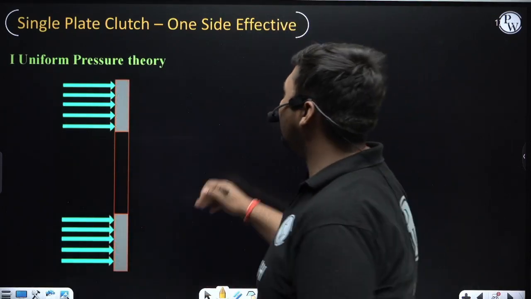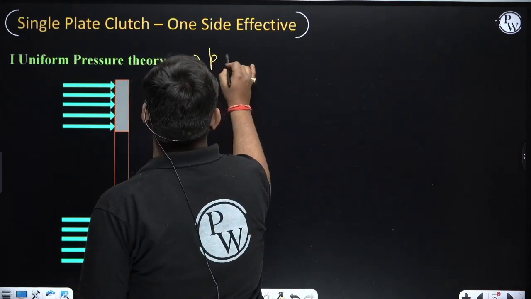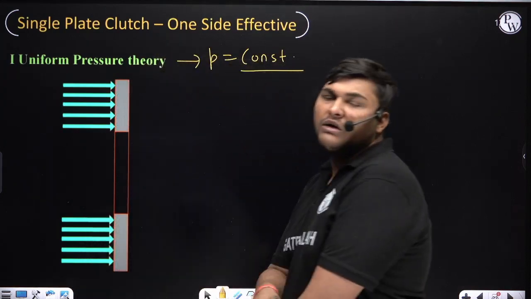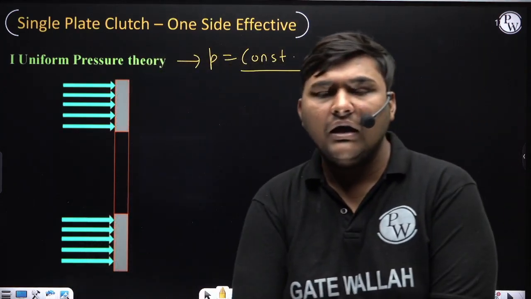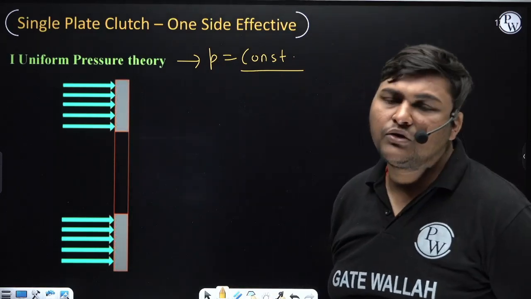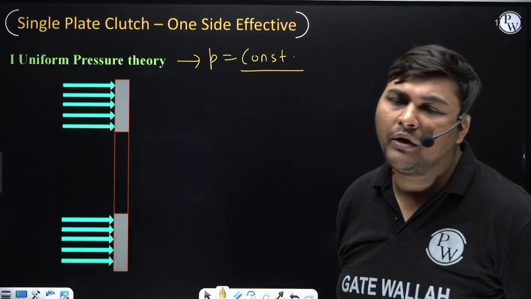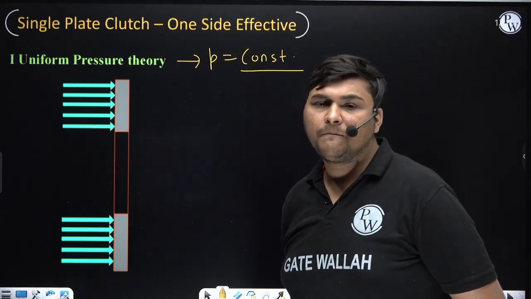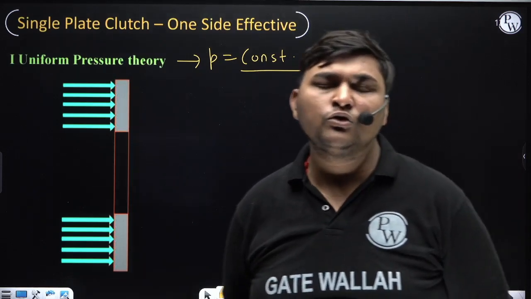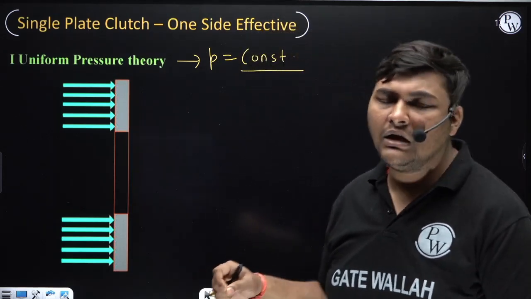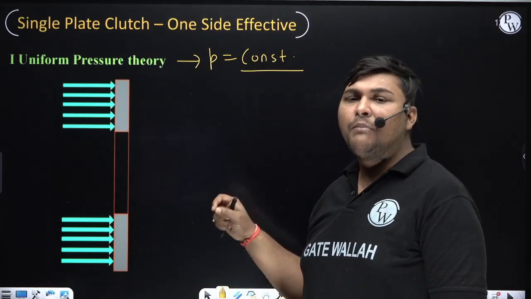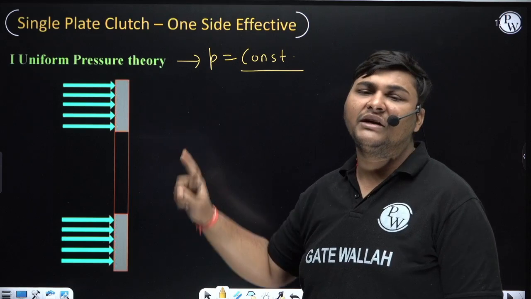So in this theory, what we are assuming is pressure is constant over the entire friction lining. And if we are assuming pressure is constant, that theory is known as uniform pressure theory. So first we will simplify the expression of W and torque for uniform pressure theory. It will be mentioned in the exam that use uniform pressure theory to solve the question. If the examiner wants to ask how much torque is transmitted, by using uniform pressure theory, it will be mentioned in the question.